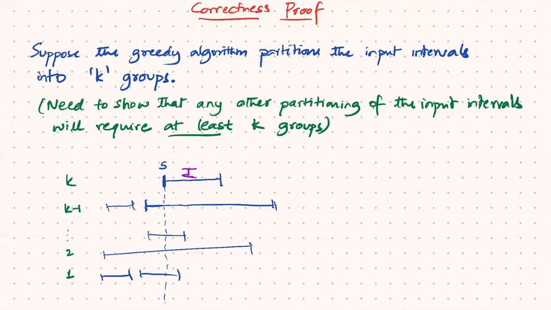So there is no way that you can do less than K. If you have these K intervals that overlap at time instant S, there's no way you can schedule them all with less than K resources. So you have to have these K groups, and that is why any other partitioning of the input intervals will require at least K groups. It can use more, of course, but it will require at least K groups. And K was the value given by our greedy algorithm, so what we have produced is indeed optimal. So that's the argument of correctness for this algorithm.